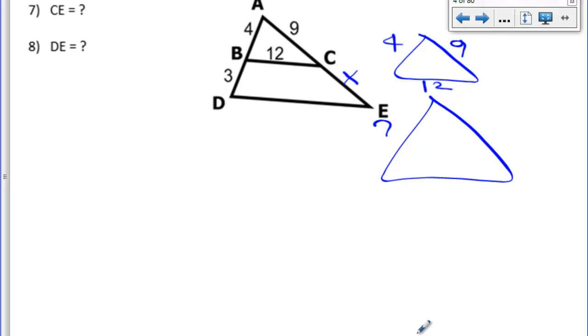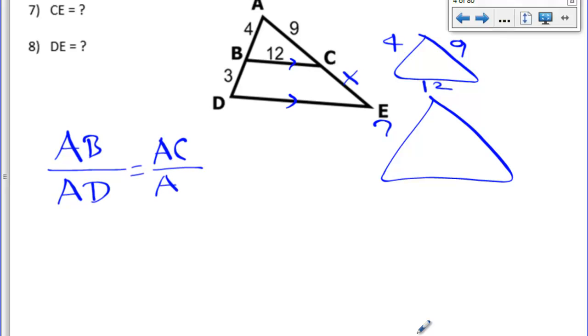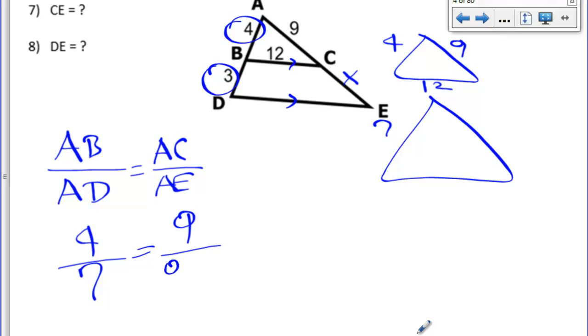So let's call CE X. Well, because BC is parallel to DE, we have the following proportion. AB over AD is equal to AC over AE. The length of AB is given, it's 4. The length of AD isn't given, but we can figure it out by adding up the two lengths. So technically, it is given. AC is 9, and the measurement of AE is 9 plus X. So I will use this proportion to solve for X.